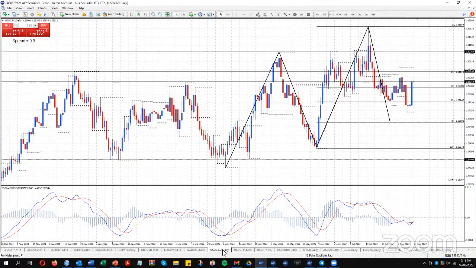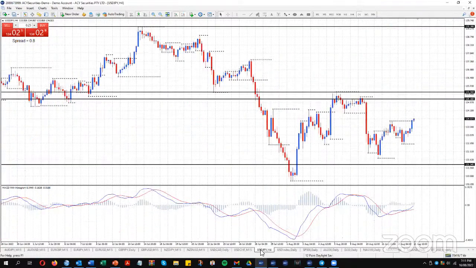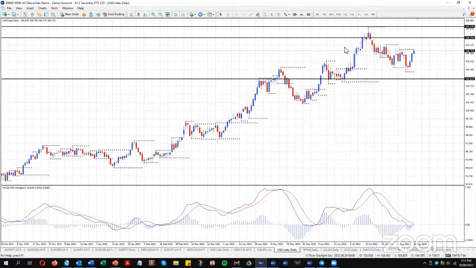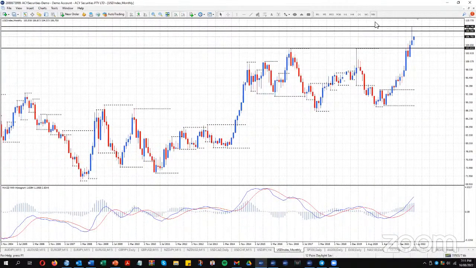All right, just going to click through the other ones I haven't quite looked at yet. So what I want to do, I've covered two. I just want to cover the dollar index and its structure, have a look at the S&P 500, and then we'll get through the other pairs that I normally look at.